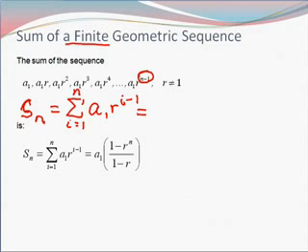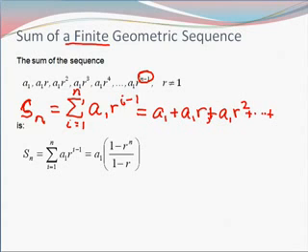And what does that look like written out? That'd be a1 plus a1r plus a1r squared plus, we'll skip to the last term, a1 r to the n minus 1. And remember, in this case, r does not equal 1.